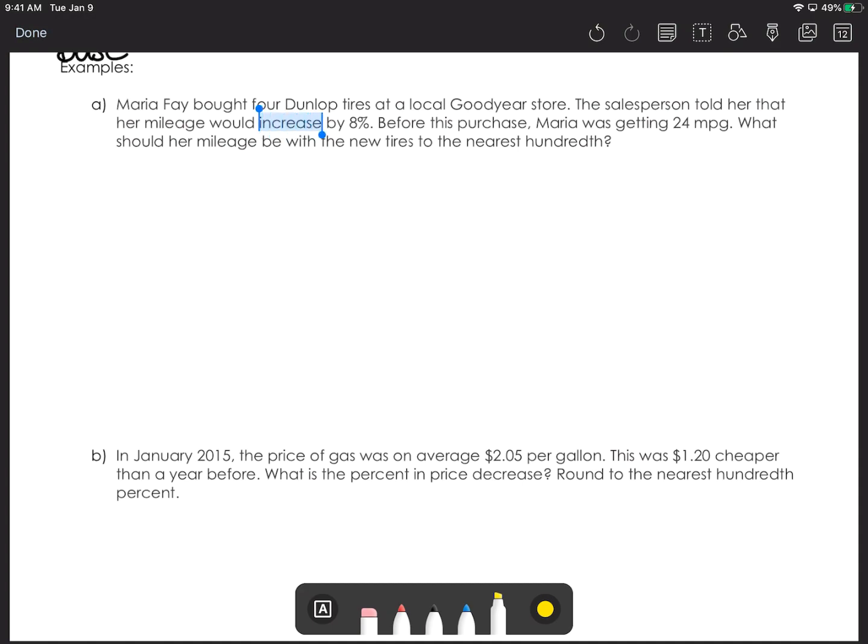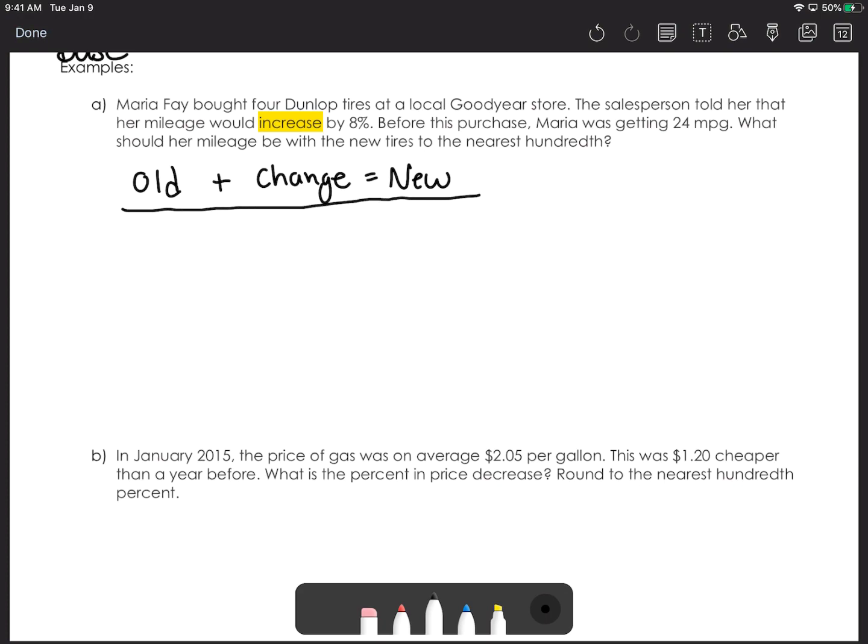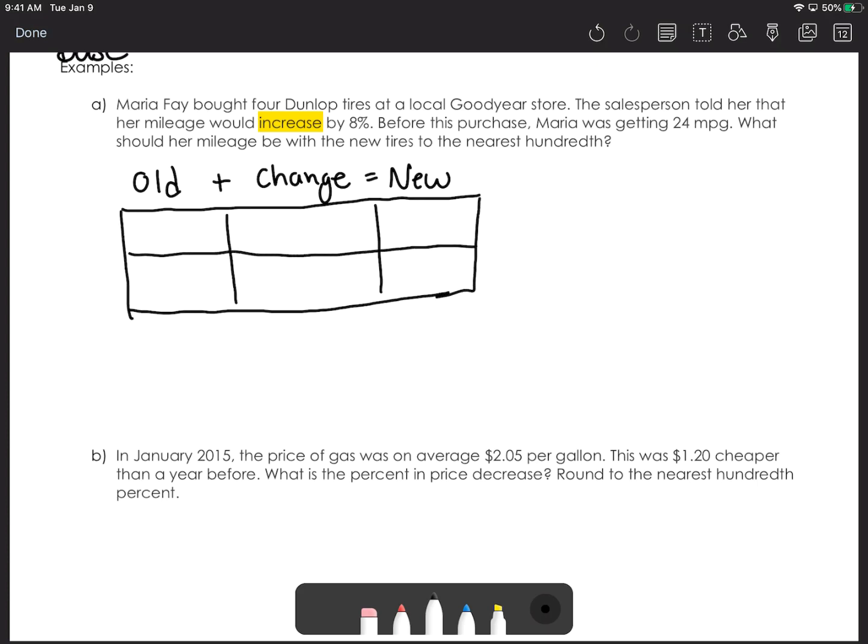Because we have this word right here, increase, I know when I set up my equation, I'm going to use a plus. So I'm going to have the old value plus the change is going to give me the new value. And what I'm going to do is I'm going to use this to make a chart to organize the information, which will make it a lot easier for us to figure out what to put in our circle.